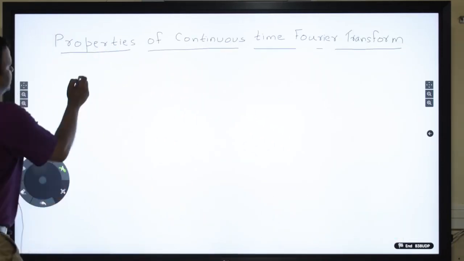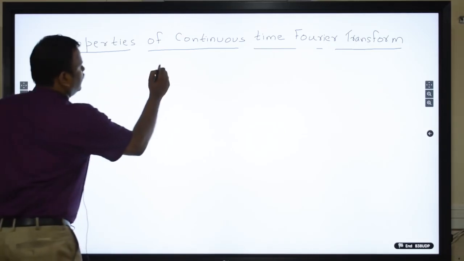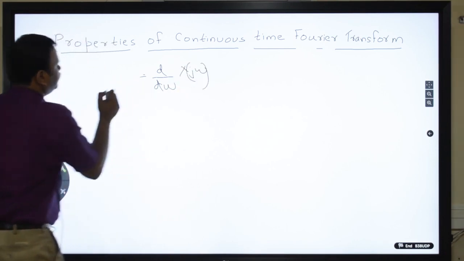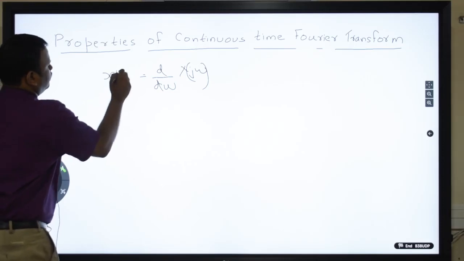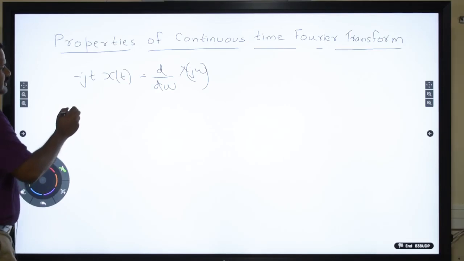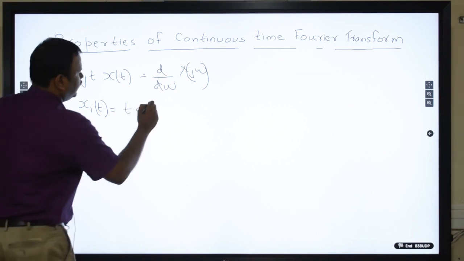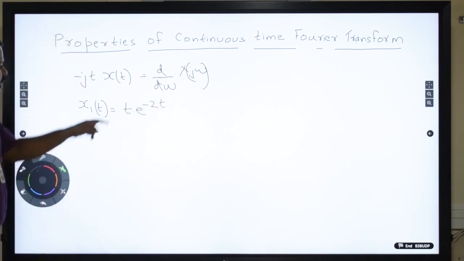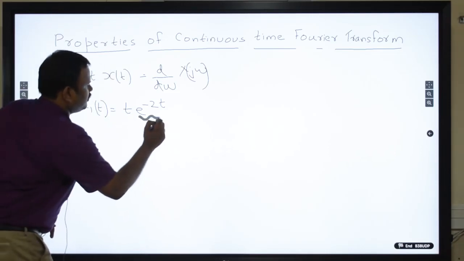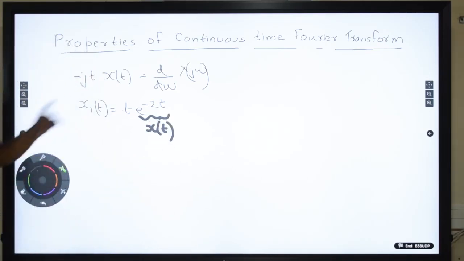Okay. So, what does frequency differentiation say? Once again, I am writing d by d omega of X(j omega) equal to the Fourier transform of x(t) multiplied by minus jt. So, to find the Fourier transform of the signal x1(t) equal to t e raised to minus 2t, looking at this signal, this is of the form t x(t), where x(t) is e power minus 2t.